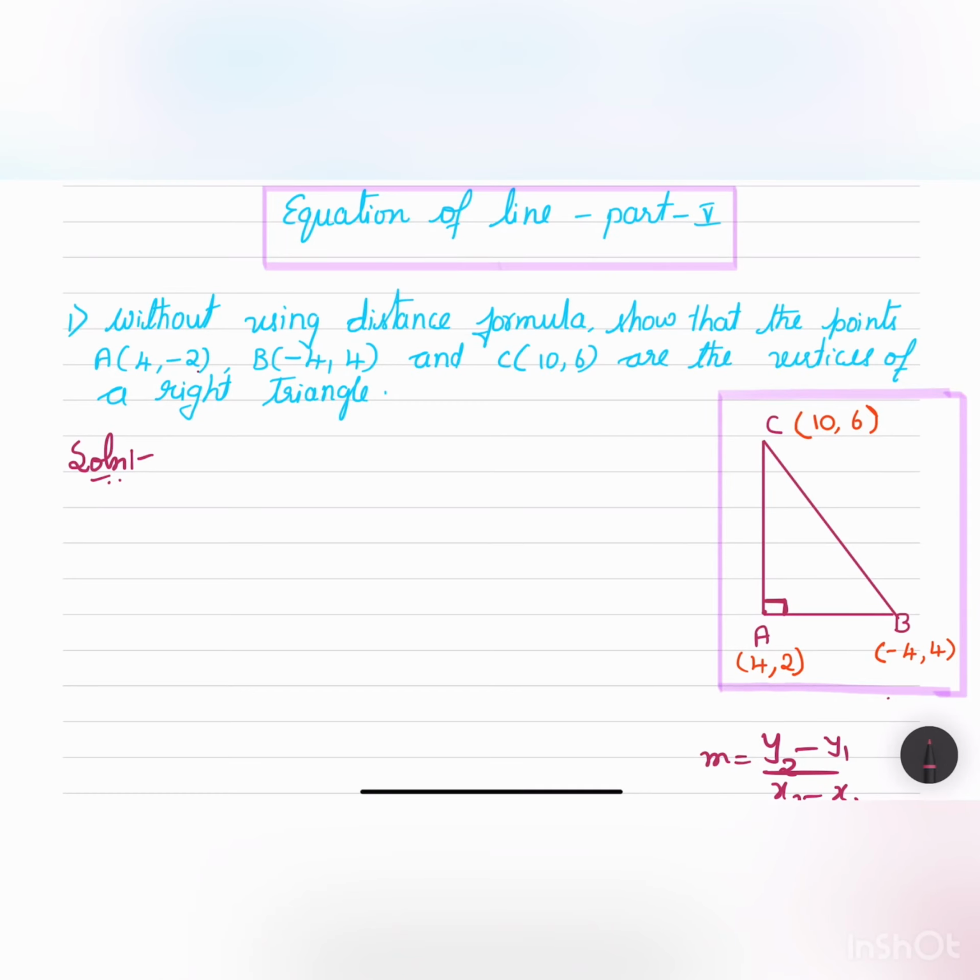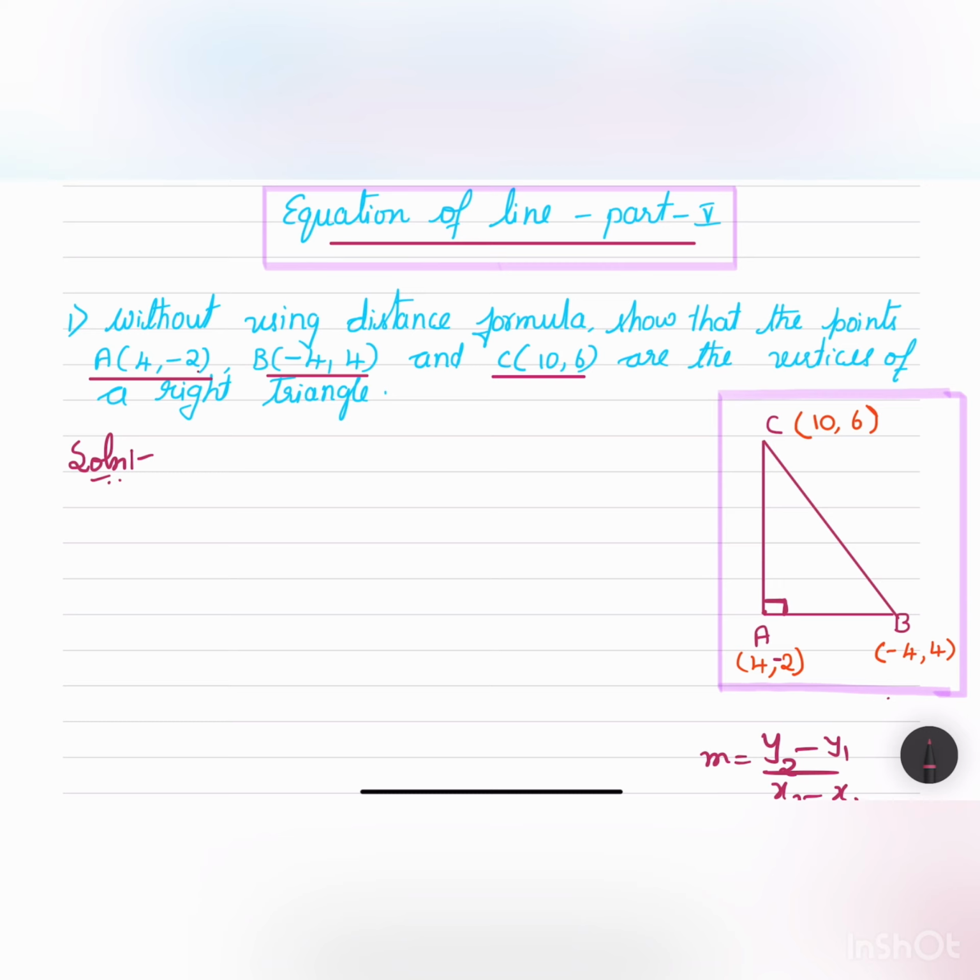In this video, we are learning about the equations of line part 5. The first numerical is, without using distance formula, show that the points A (4, -2), B (4, -4), C (10, 6) are vertices of a right triangle.